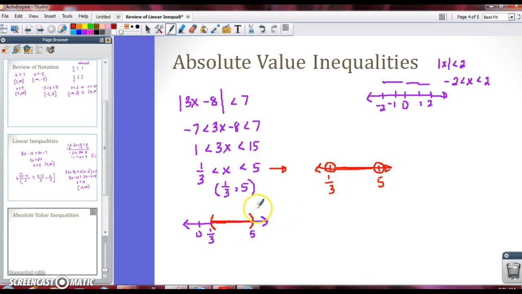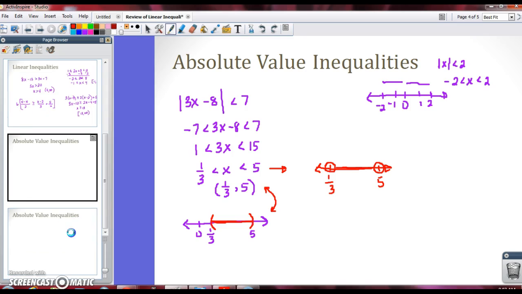This is just the graphing that goes with this notation. If these were square brackets, then you would have square brackets on your number line. All of that is in the textbook as well, so if you need to look at it all at once on one page, there's a chart in there. You can look at that, but this is just the brief overview.